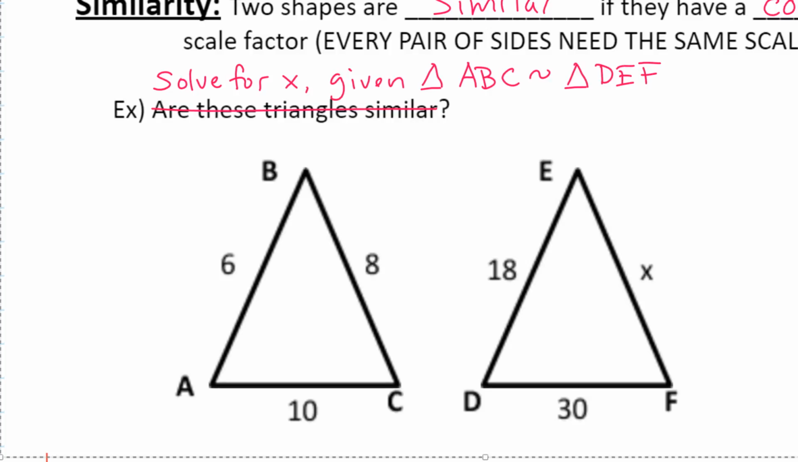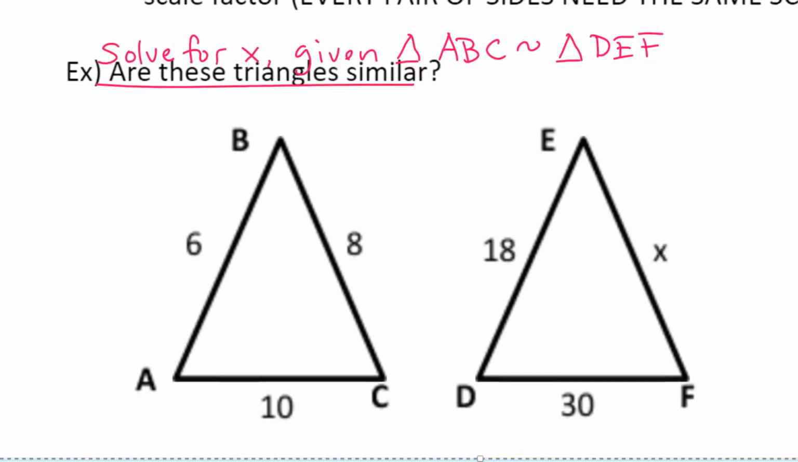Good, but that's not what I'm asking. Because the scale factor is times 3. Good. But we can't be 100% sure about that because we have x on a side. Yeah, but you just divide 10 times 3 is 30. 18 times 3 is 54. I'm telling you they're similar though.